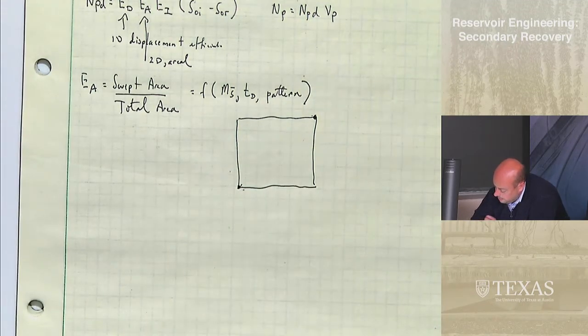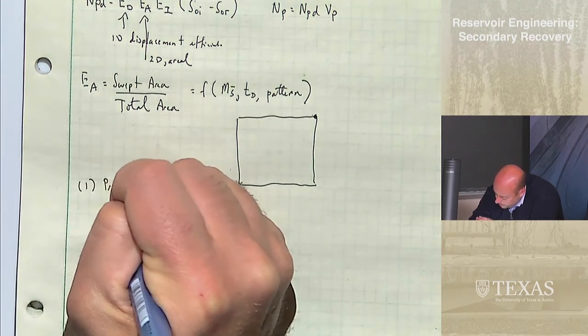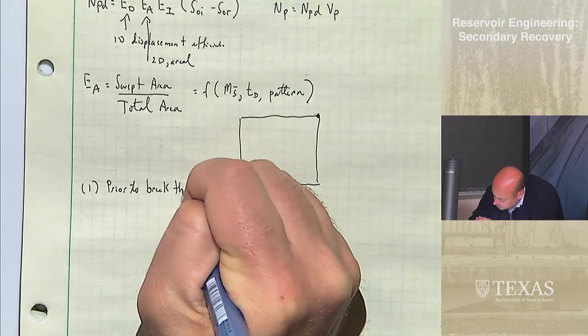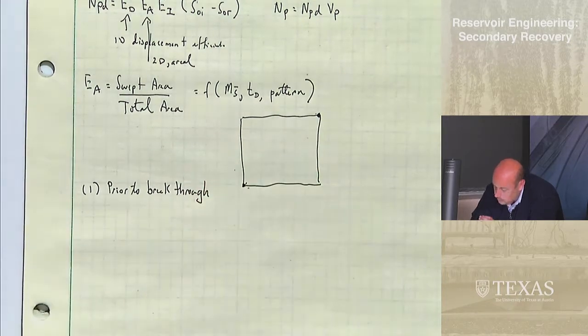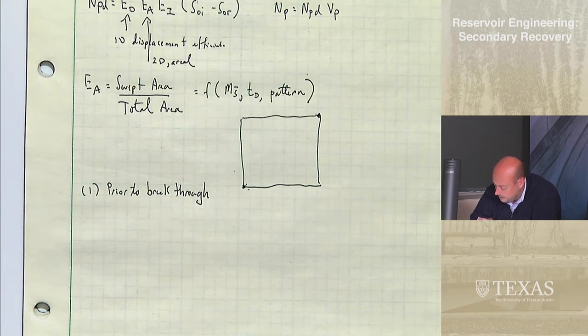well, let me break this up into a few different regions. So we have prior to breakthrough, right? So, and to keep it simple, for now, let's just talk about the case where the initial water saturation is equal to the residual water saturation. So there's no water that's flowing. If the initial water saturation is higher than the residual water saturation, it would be flowing, but let's stick to the simple case where SWI is equal to SWR.